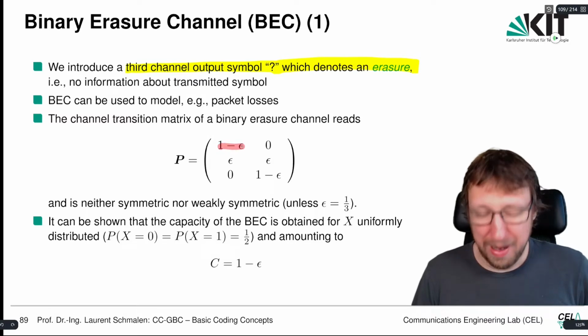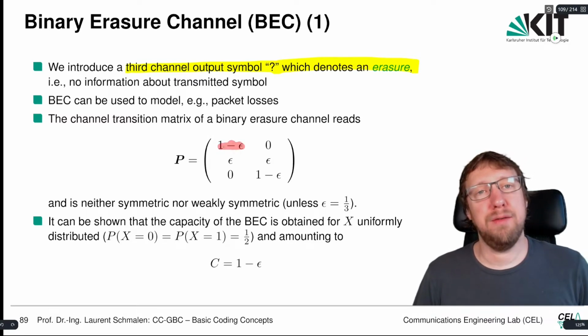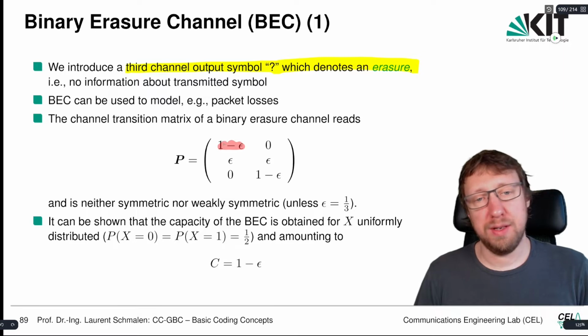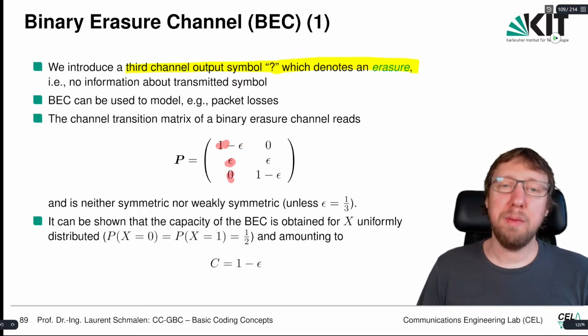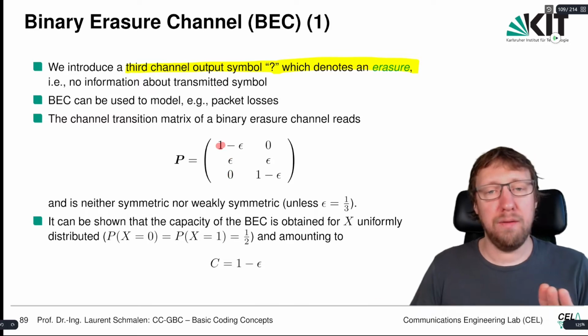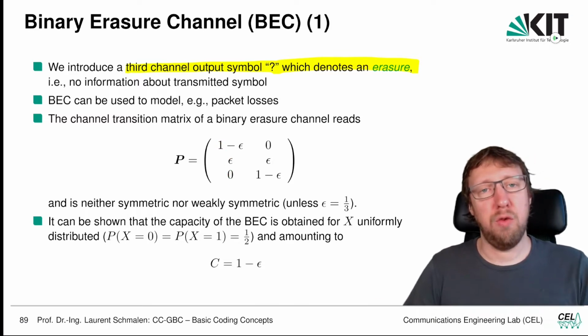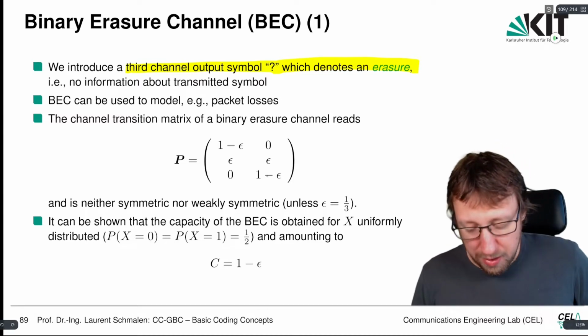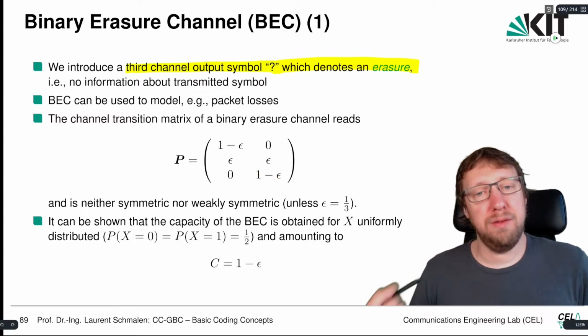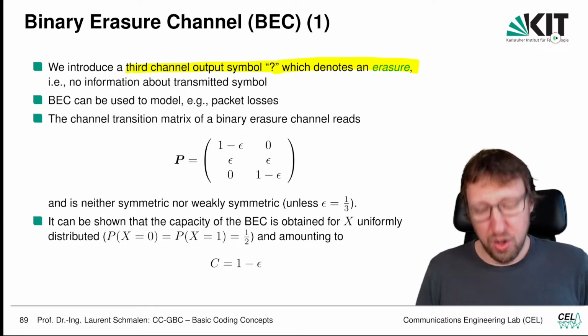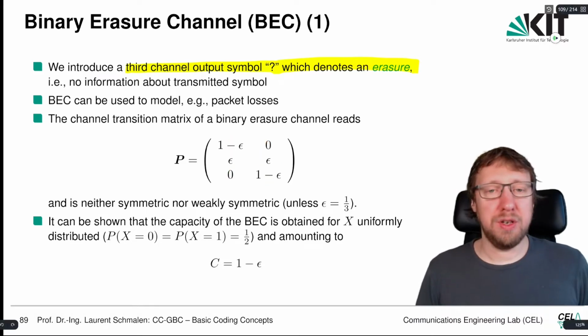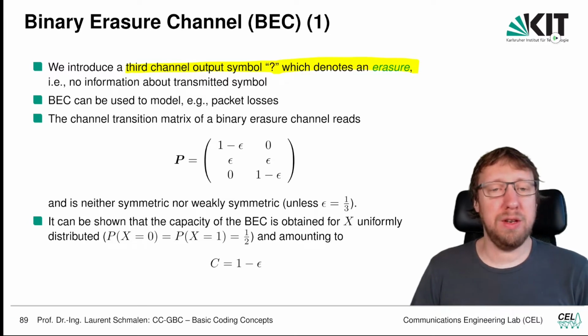With probability 1 minus epsilon, we receive the bit correctly. So the 0 is received as a 0 with probability 1 minus epsilon. With probability epsilon, we have an erasure. And with probability 0, we make an error. There's no error on the binary erasure channel. Similar for 1, with probability 1 minus epsilon, we receive 1. With probability epsilon, we have an erasure. So the two columns are permutations of each other, but the row sums are not equal.